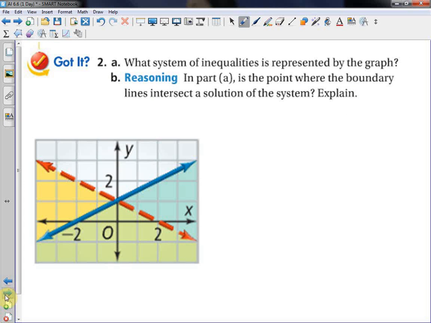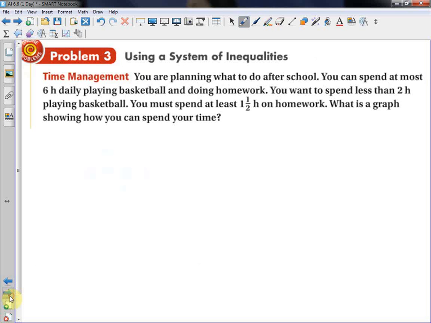Here's one for you to try. All right, problem 3.